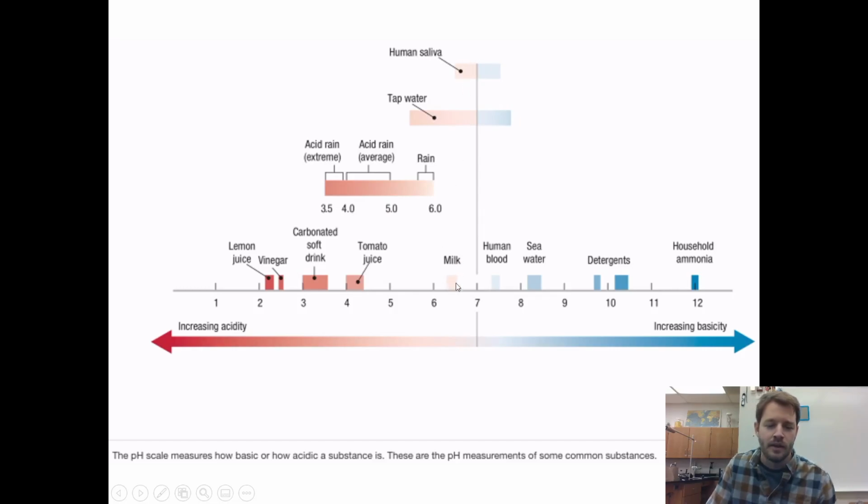Milk is near 7. You could see some other examples of acidic substances: tomato juice, carbonated soft drinks, vinegar, lemon juice. They all have pHs that are significantly lower than 7, between 2 and roughly 4.5 for all of those examples. Some examples of things that are basic would be human blood and seawater. Detergents often have a lot of bases, which is what allows them to act as detergents, and then household ammonia, the common cleaning product, is extremely basic.